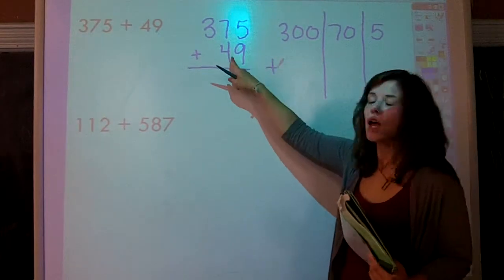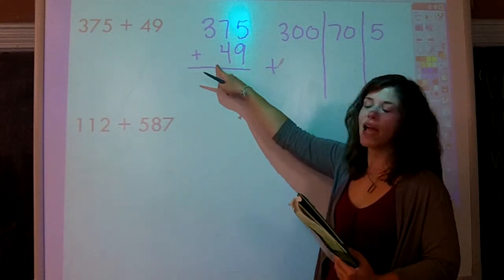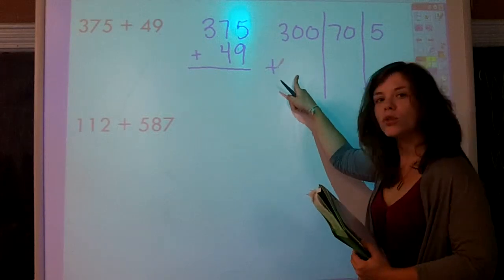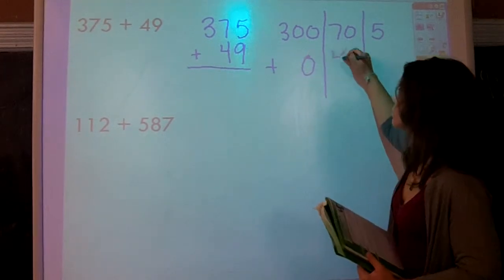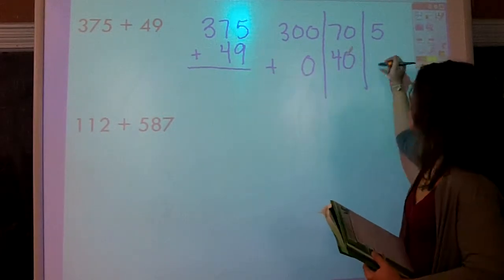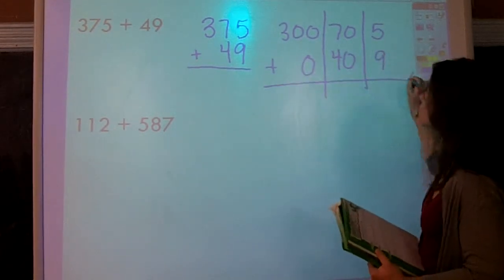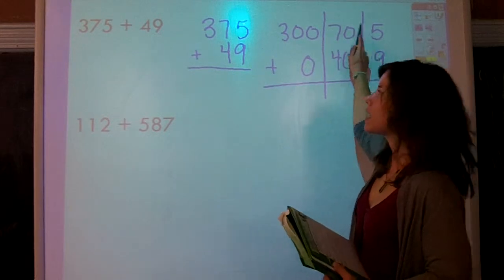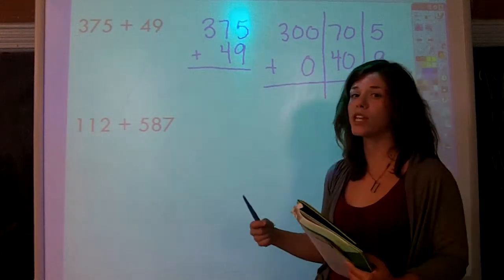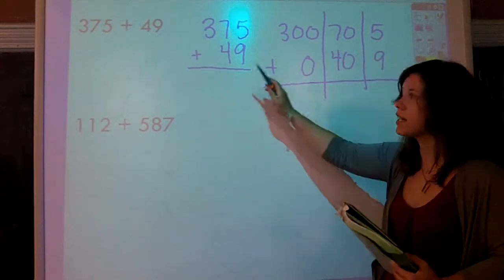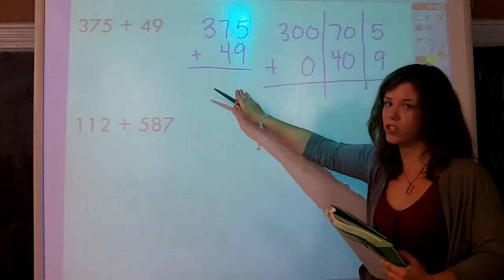Plus, I have 49. I don't have any hundreds. This is a 0. You can write that down to stay organized. 4 10s are 40, and 9 1s are 9. 300 plus 70 plus 5 is still 375, and 40 plus 9 is still 49. We haven't changed the value.